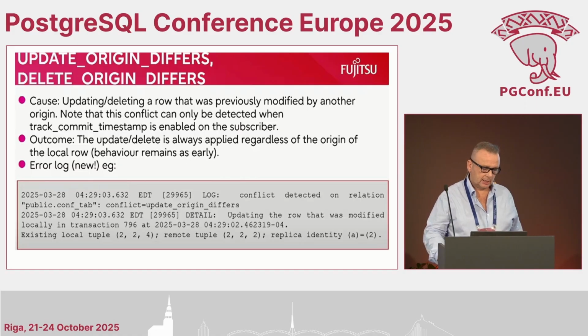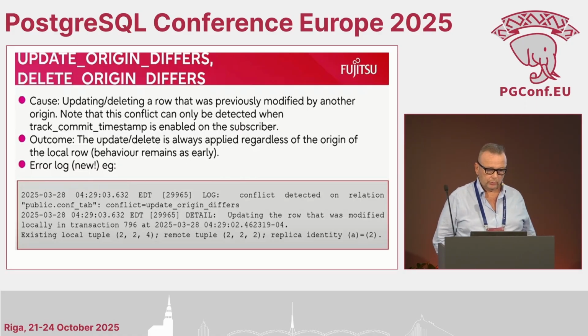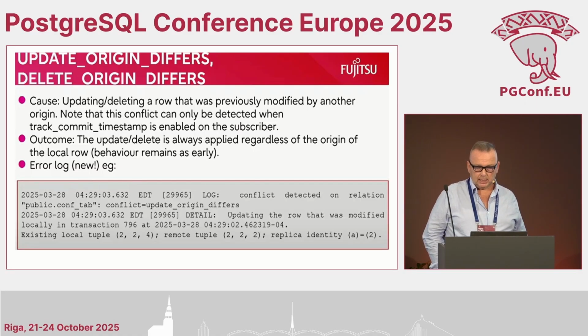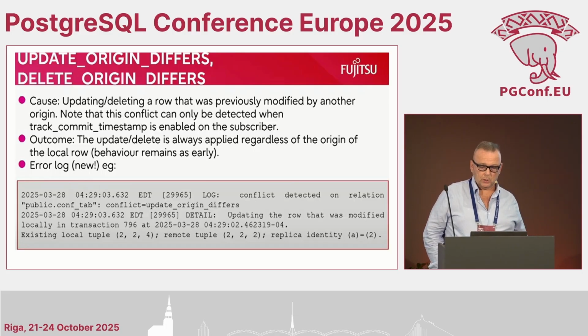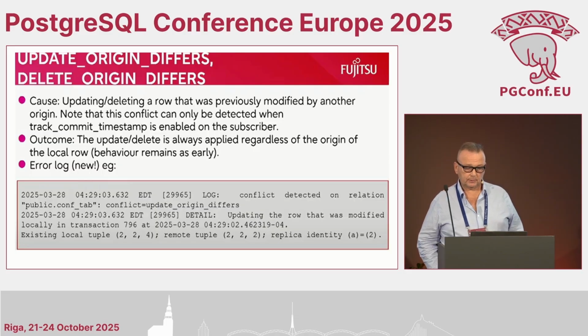So the next conflict type, update origin differs. Again, it's another new one. Previously, conflicts were treated as constraint violations, but not all conflicts were constraint violations. An example might be if the subscriber had been modified locally in between updates from the publisher. A change made locally has a null origin. A change applied through logical replication subscriptions will have the origin of the subscription.